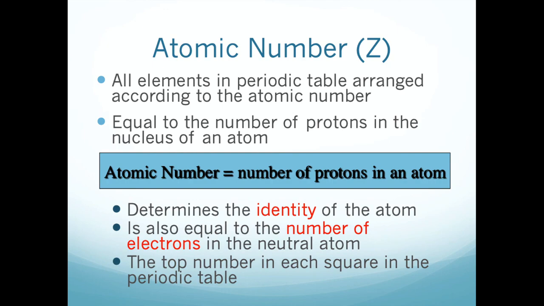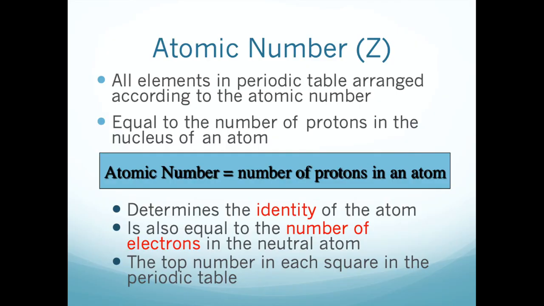Now, where does that come from? The atomic number is the number of protons in that atom. And so the number of protons is essentially a fingerprint for the atom. If you know the number of protons in an atom, you now have identified what element that atom is. Okay? The two are inextricably linked. They are the same thing.